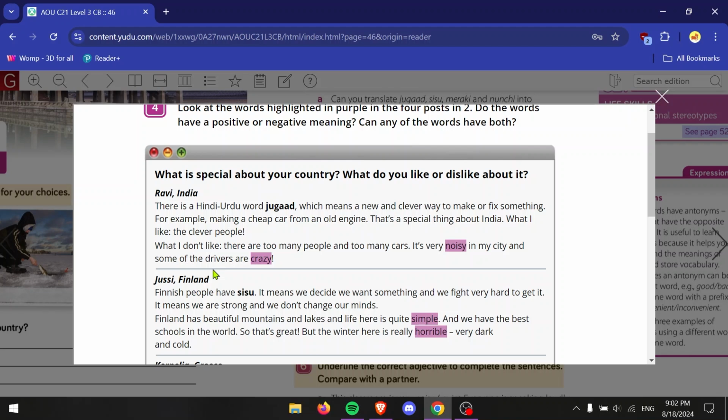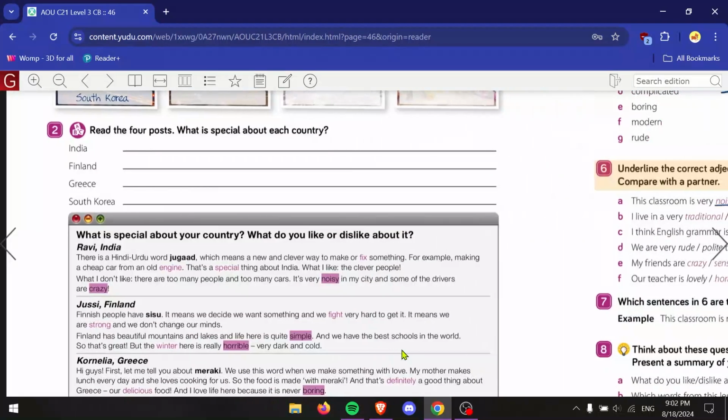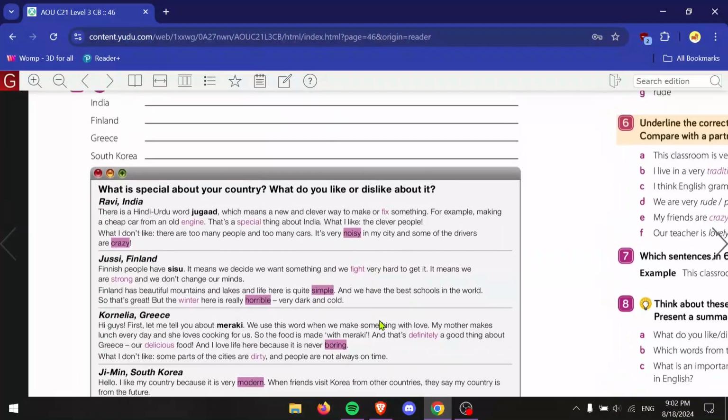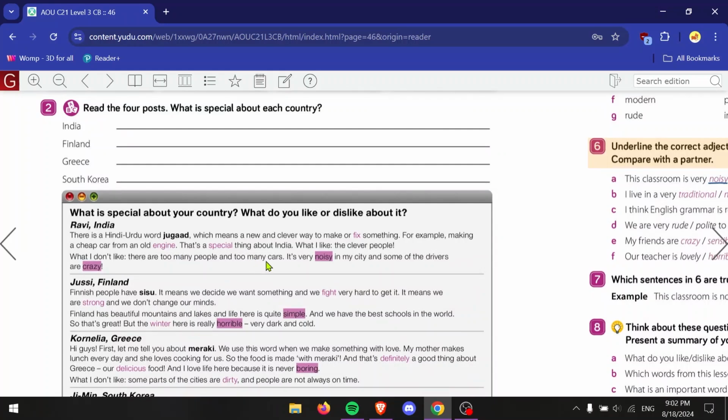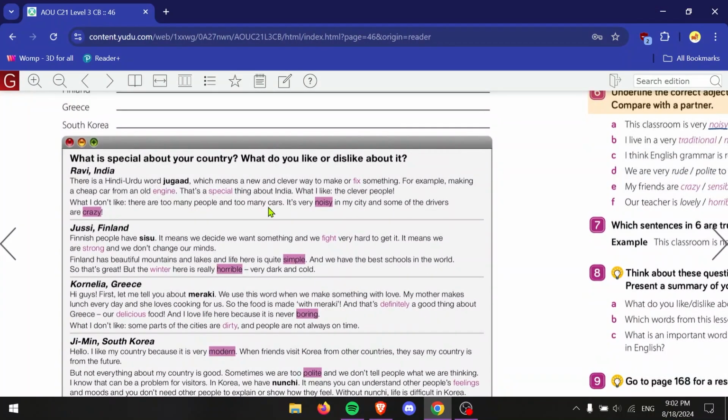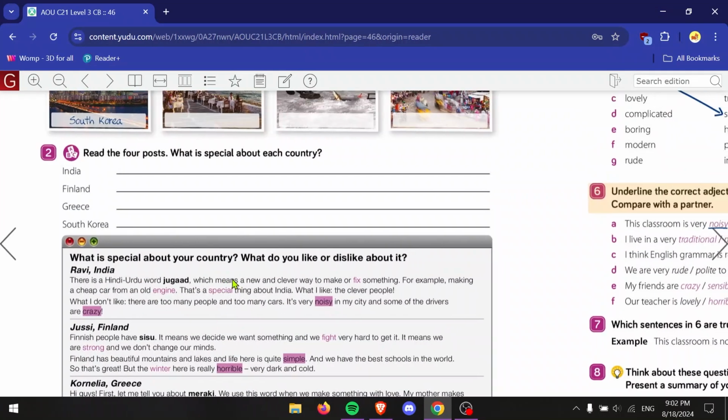All right. So I'm going to assume you did that. Now what we're going to be doing is I'd like you to read them again, but this time focus on specific details. What do I mean by that? I'd like you to focus on what is special. You should have a general idea of what the text was about, but now I'd like you to focus more on what is special about each country. So go ahead.